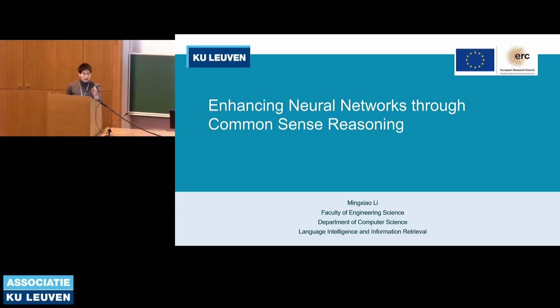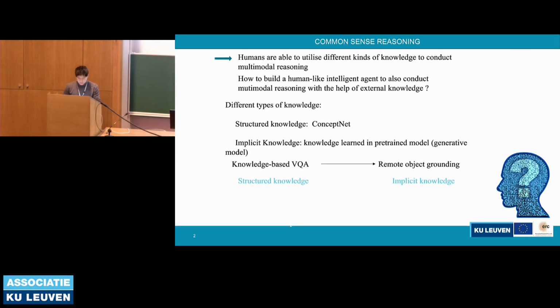Hello everyone. I'm going to present our work on enhancing neural networks through common-sense reasoning. As humans, we have a lot of common sense about the world, and this can help us to do a lot of reasoning. For example, if we see an animal in the sky, we know it's definitely not a dog or a cat because both dogs and cats cannot fly. In this research, we try to see if we can make a human-like intelligent agent that also conducts reasoning with the help of external knowledge.